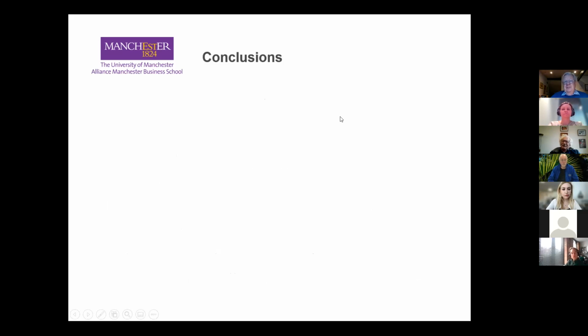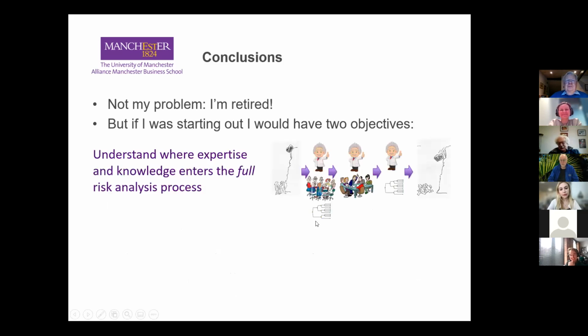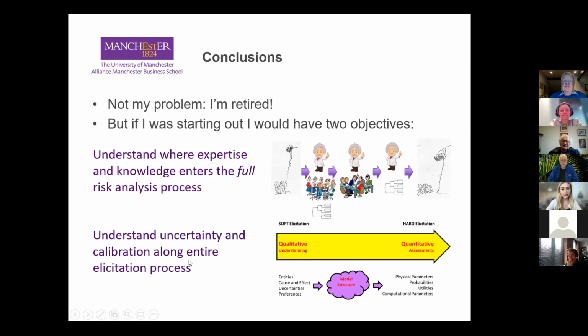So, conclusions for our discussion. Firstly, it's not my problem, I'm retired. You guys can do it. But if I was starting out now and looking at the literature, I'd have two objectives. I want to understand fully where expertise and knowledge enter that process. We talk about uncertainty, we want expertise and knowledge. But on the uncertainty, I want to understand how you understand the uncertainties and calibrate them along the whole of that process. So I think the question I'm leaving with you is, are we getting a full handle on the uncertainties? And could we do better?